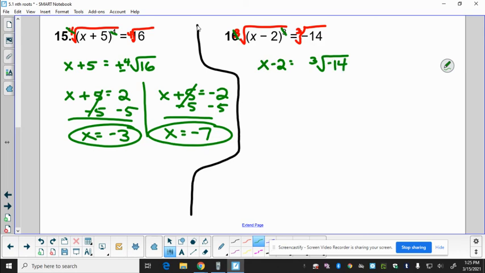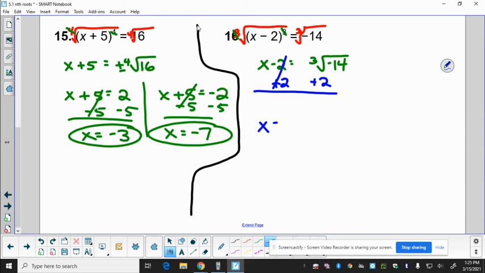Now, an odd root is not like an even. You can have an odd root of a negative number. That is possible. Okay, you will not need imaginary numbers for this. I don't know what the cube root of -14 is, though. We're going to need a calculator for that. So let's just go ahead and add 2 to both sides.